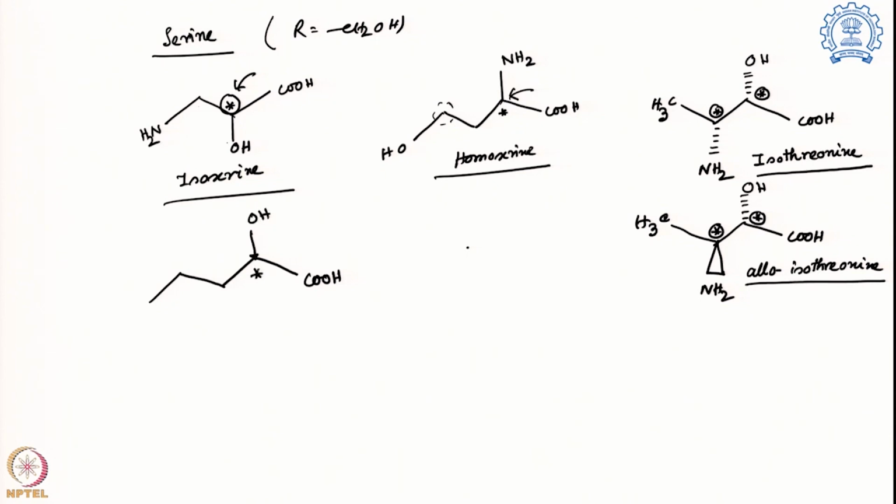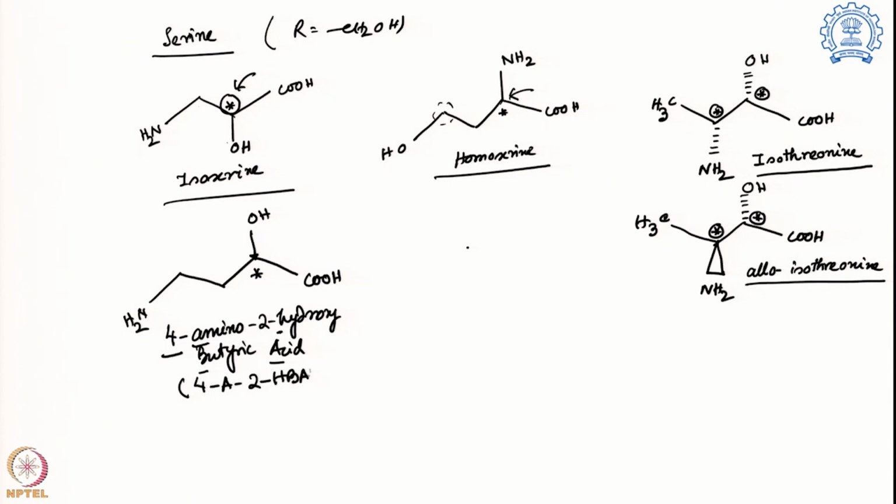So, this is a chiral center over here, and this is known as 4-amino-2-hydroxybutyric acid. Take the first letter of each name and the name comes as 4A2HPA.